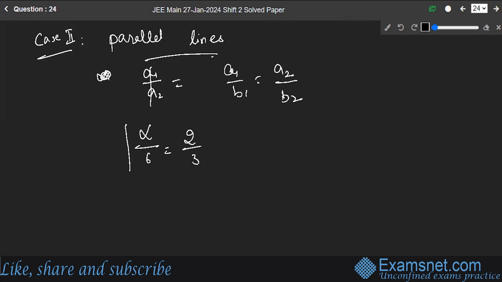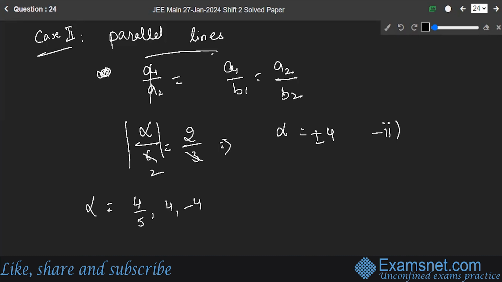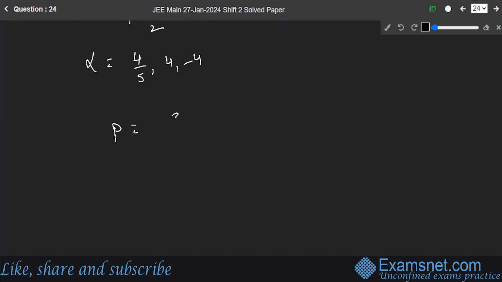Now this will be modulus. I'll be taking the modulus. Why? Because I don't know whether alpha is positive or negative. Nothing such is given to us. So alpha will be equal to plus minus 4. So the values: alpha is equal to 4 by 5, or this is equal to plus 4, or this is equal to minus 4.